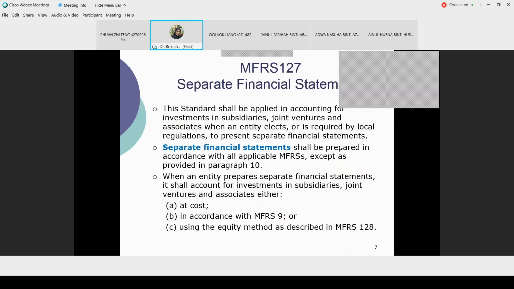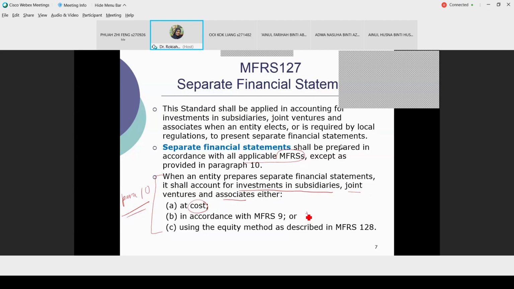Okay, we have done this one, the separate financial statements. This standard should be applied in accounting for the investment in subsidiary, joint venture, and associate when an entity elects, or is required by regulation, to prepare a separate financial statement. This separate financial statement should be prepared according to all applicable MFRS, except for what you have in paragraph 10. So this is what paragraph 10 means. Paragraph 10 mentions that when you prepare a separate financial statement, the investment in the subsidiary, joint venture or associate should be valued at cost, the value of your investment at cost.